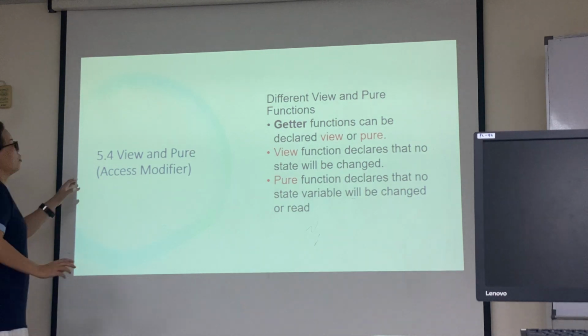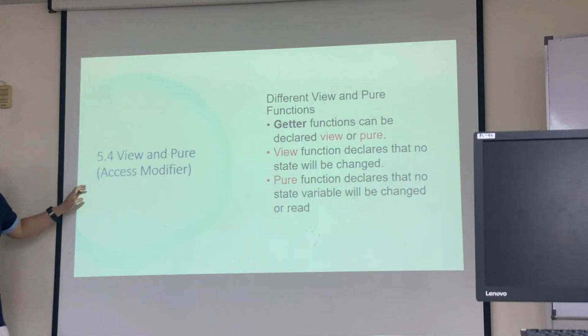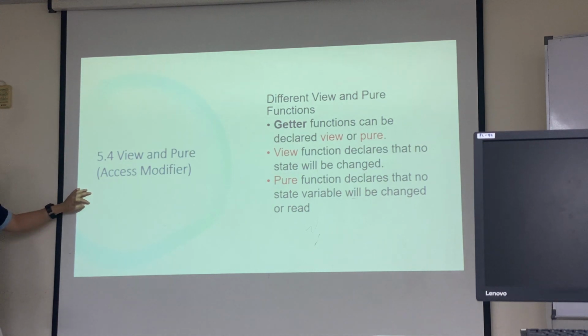So now we want to come to the view and pure function. I think last week you also saw that we created a function. So view and pure are definitely used in our function header. We are not using view and pure in our state variable, because that is the access modifier.